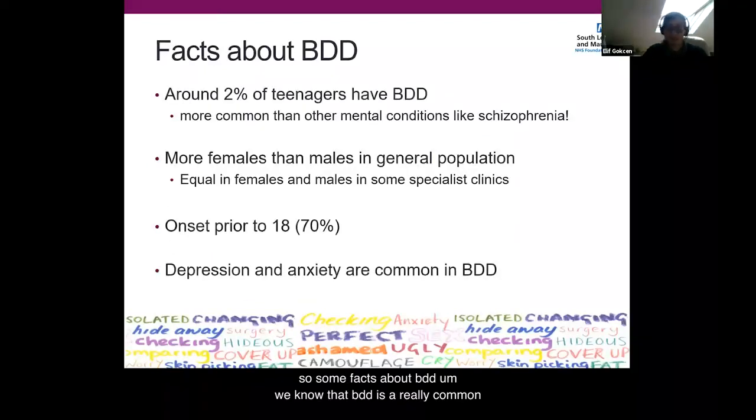So some facts about BDD. We know that BDD is a really common mental health condition. Around 2% of teenagers have BDD, which makes it more common than mental health conditions like schizophrenia. We know that there are more females than males in the general population that have BDD. However, in more specialist clinics, this number might be equal, so an equal number of males and females might be assessed and treated.